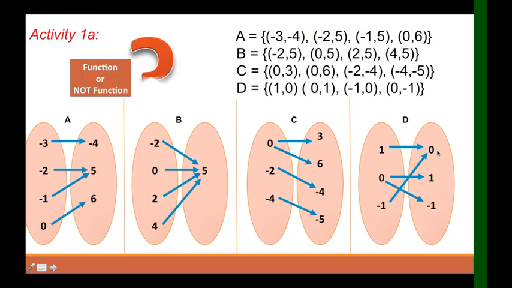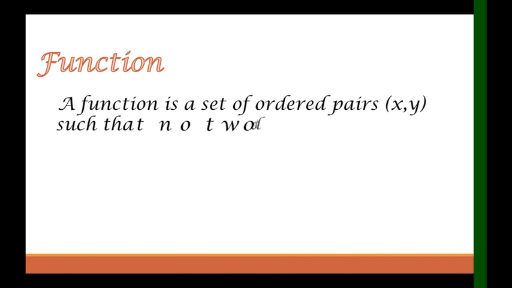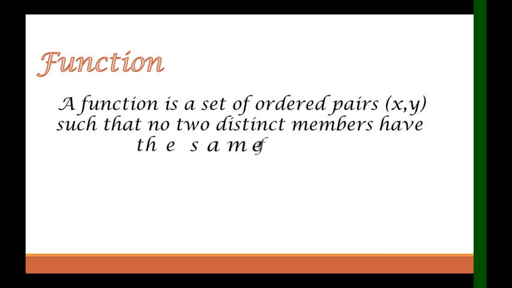The question now is, which among the following is a function and which is not a function? Letter A is a function. B is a function. C is not a function and D is not a function. What do you think is the reason why A and B are functions and C and D are not functions? Based on the definition of function, a function is a set of ordered pairs (x, y) such that no two distinct members have the same first element.